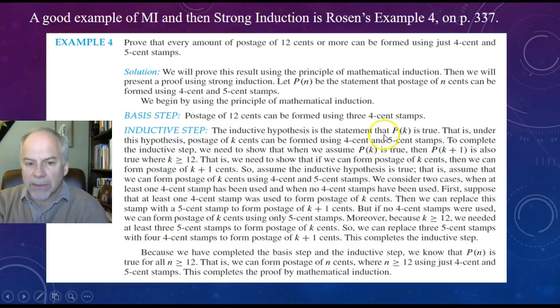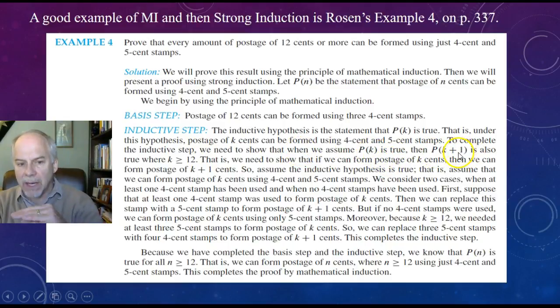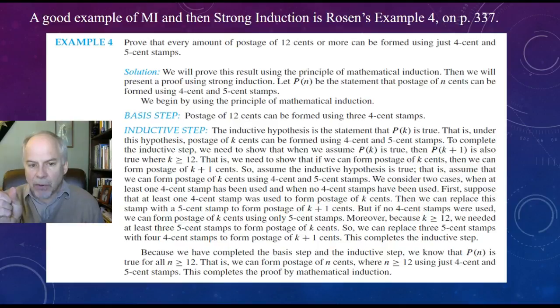Now the inductive step. The inductive hypothesis is the statement that P of K is true. We are assuming that we can make postage of K cents using 4-cent and 5-cent stamps. To complete this step, we need to show that when we assume P of K is true, then P of K plus 1 is true, as long as K is greater than or equal to 12. So basically, if we can make postage for K cents, then we can make postage for K plus 1 cents.